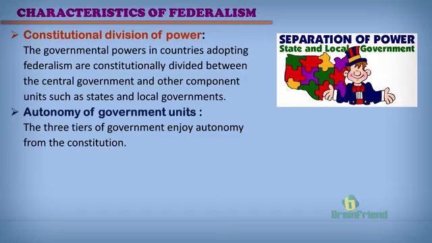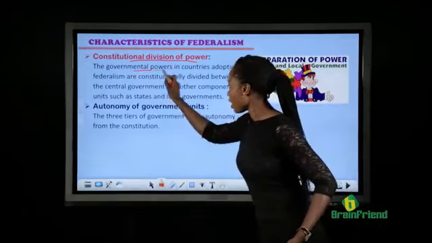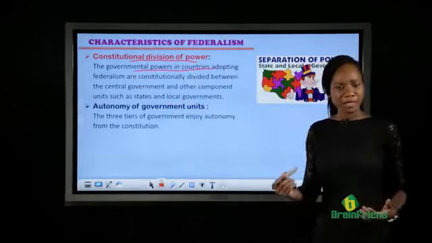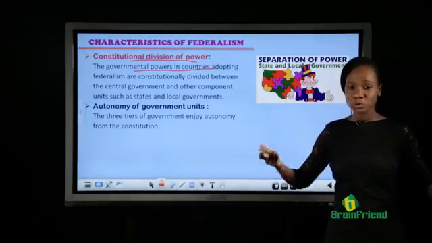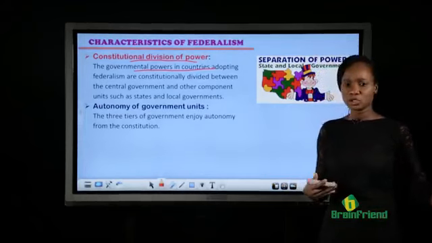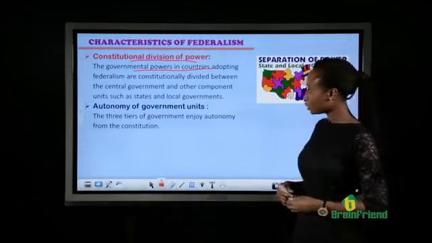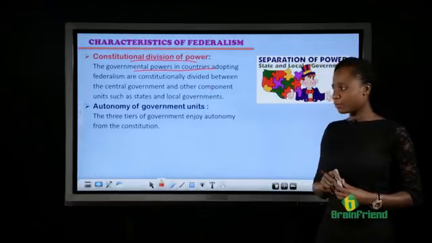Another feature is the constitutional division of powers. We said that federalism, like we defined, is a system of government where constitutional powers are being divided or distributed between two levels of government. Now, we know that the governmental powers in the country adopting a federal system of government must be distributed or divided between at least 2 levels of government, which are the federal government and the component units, such as states, regions, and the local government. And so that's also a feature to watch out for in a federal system of government.